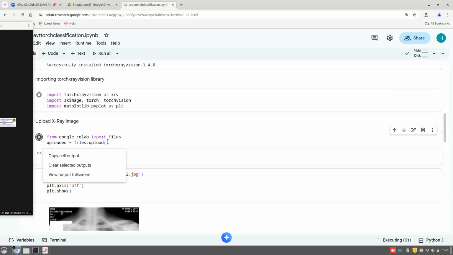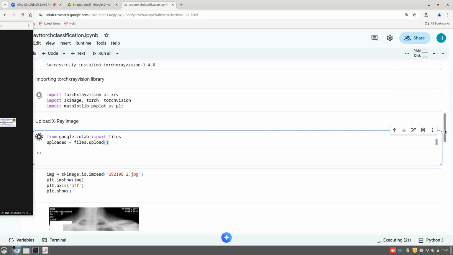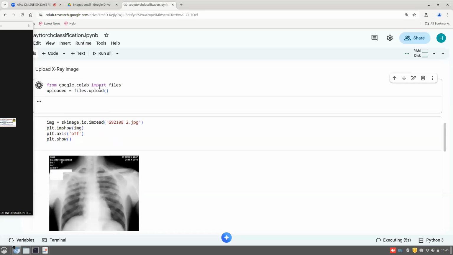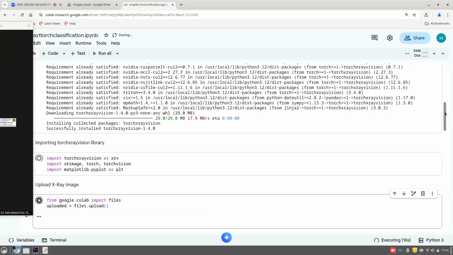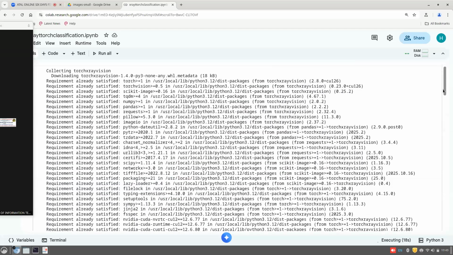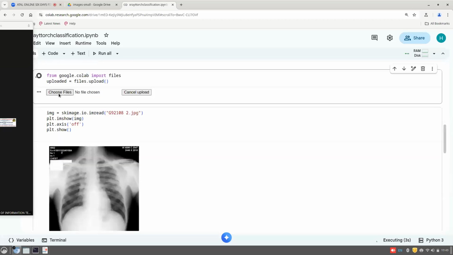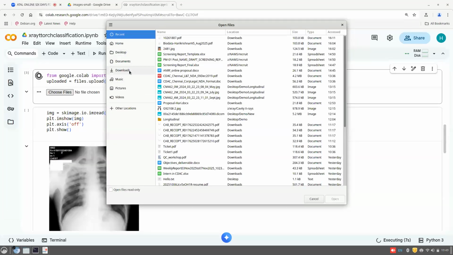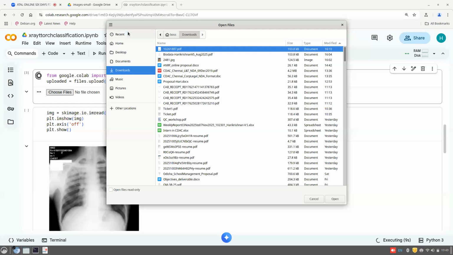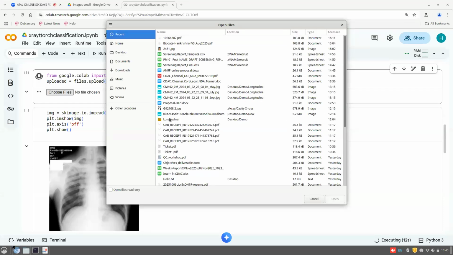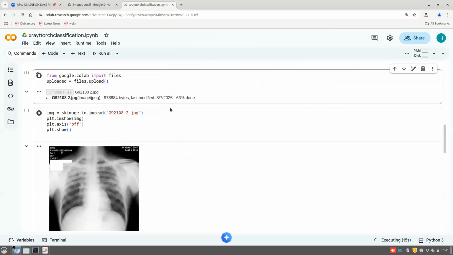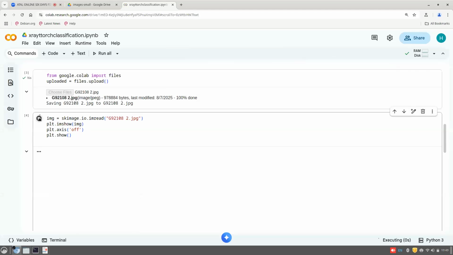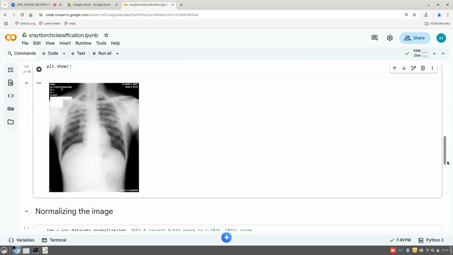So I can, in fact, import files by using Google Colab's import files. I can actually import files from my desktop itself. There is a choose file option, and from my downloads, maybe recent. So I'm now uploading this file, and just plotting that X-ray image.